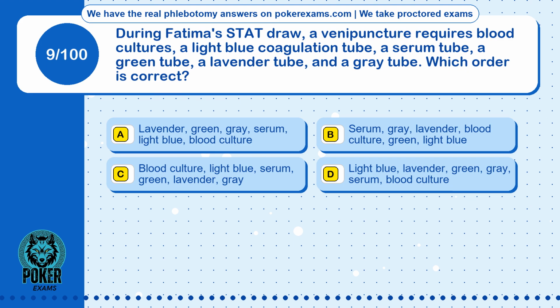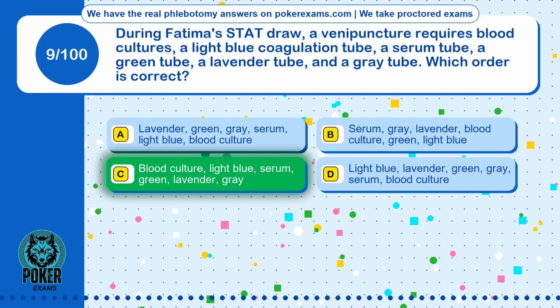Question 9. During Fatimostat draw, a venipuncture requires blood cultures, a light blue coagulation tube, a serum tube, a green tube, a lavender tube, and a gray tube. Which order is correct? Option A, lavender, green, gray, serum, light blue, blood culture. Option B, serum, gray, lavender, blood culture, green, light blue. Option C, blood culture, light blue, serum, green, lavender, gray. Option D, light blue, lavender, green, gray, serum, blood culture.